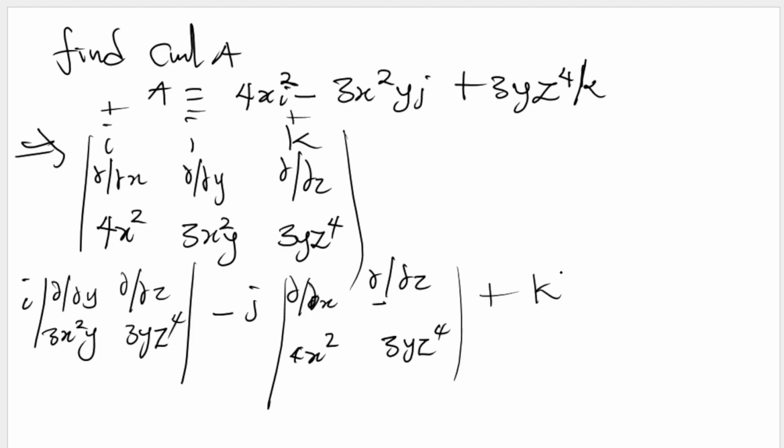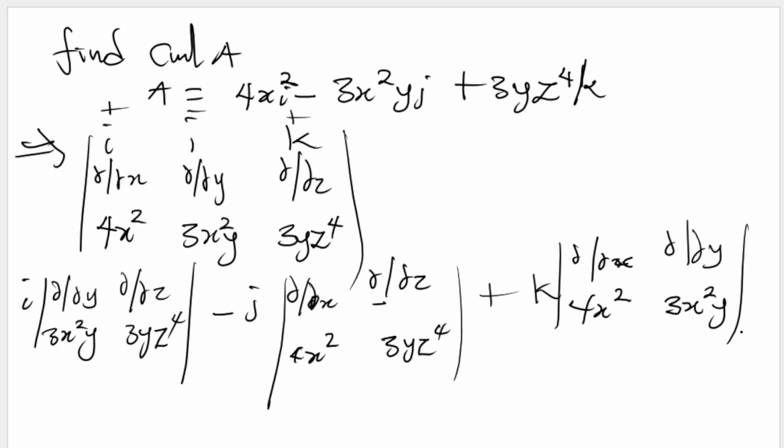We'll simply have k to be partial of what? Partial z, partial of, sorry, partial x. Here you have 4x square. On this side, you remember we are on the k component, so we are not seeing k, we are seeing just i and j. So here you simply have partial y, and here you now have 3x square y.